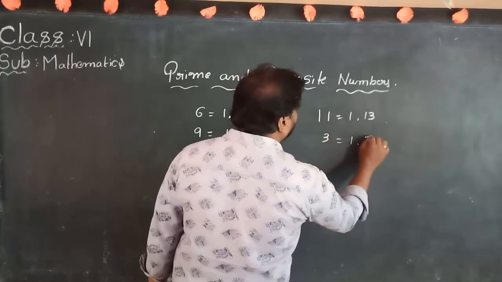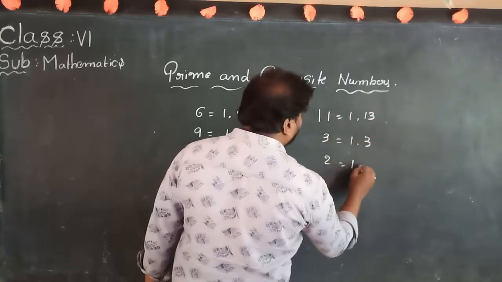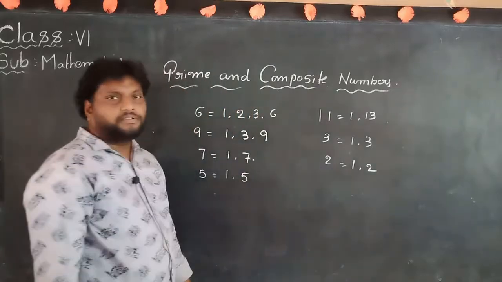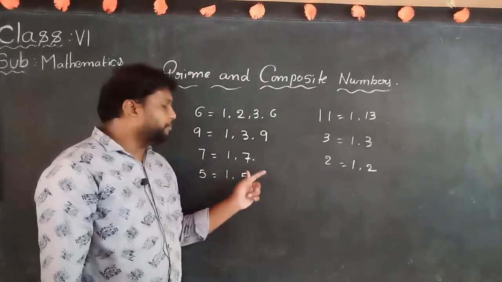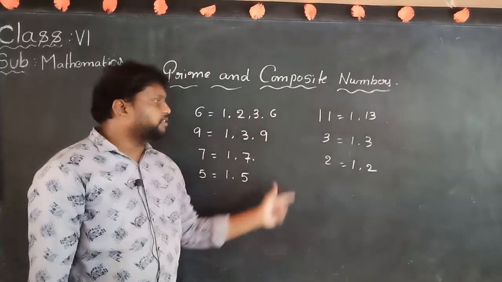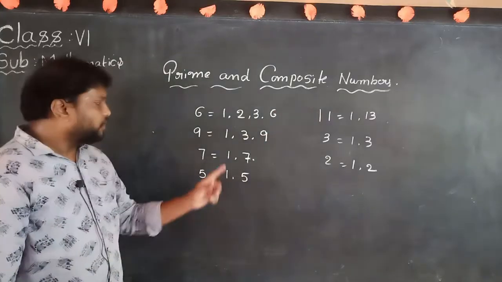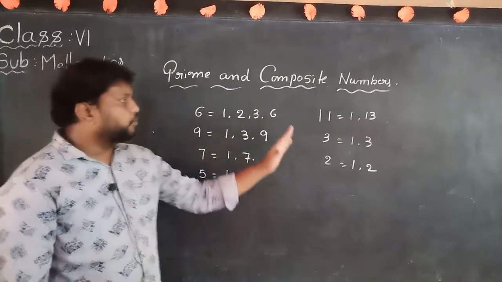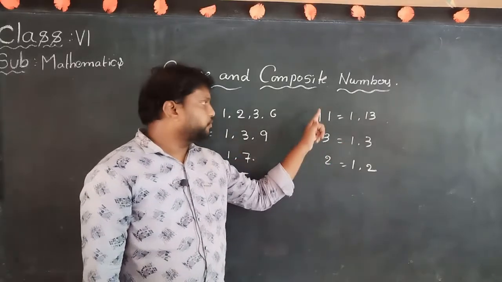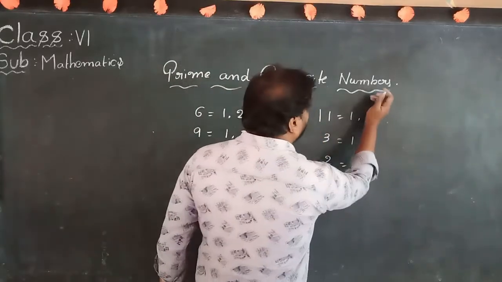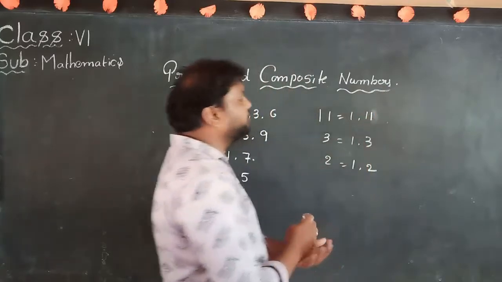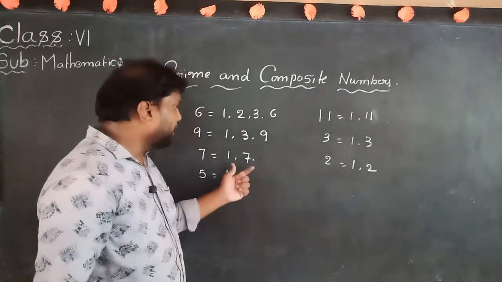3 is equal to 1, 3. 2 is equal to 1, 2. Just observe each and every number: 7, 5, 11, 3, 2. These numbers have only 2 factors. One of the factors is the number 1, and the other factor is itself. Here it is 11, sorry, I forgot. 11. Okay, like that.